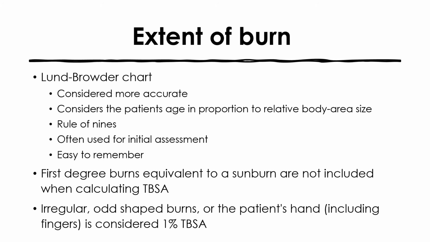So next we're going to talk about the extent of the burns, and you may have heard of 2 common tools that help in determining total body surface area. Okay, so the first one we're just going to talk about is the Lund-Browder chart. This chart is considered to be more accurate. This one considers the patient's age in proportion to relative body area size.